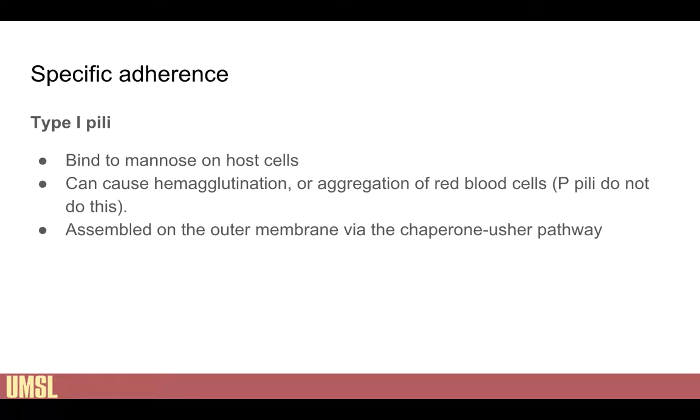There's another type of pili that are also produced by UPEC. For example, the P pili, they don't cause hemagglutination because that particular pilus does not bind to mannose. And so they have different receptors. A lot of pili bind to mannose, and by virtue of that, they will induce hemagglutination if they see red blood cells. And these are assembled on the outer membrane by a pathway known as the chaperone-usher pathway. So that's a pathway that I covered when we talked about protein secretion systems a few lectures back.